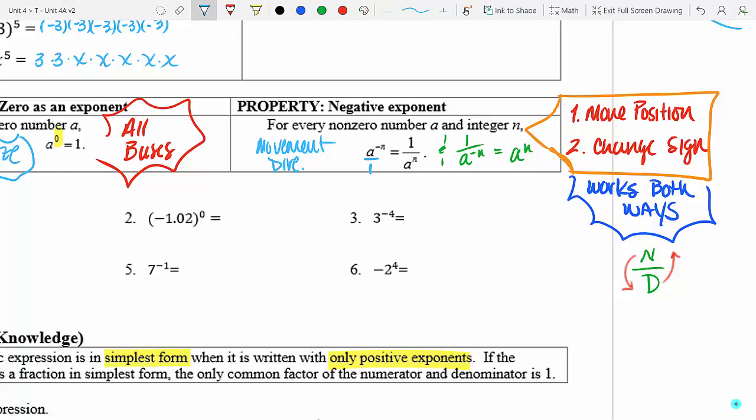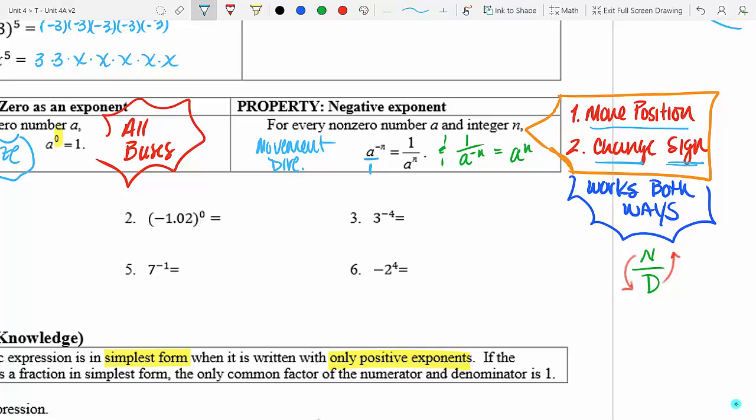So you're going to move it from wherever it's at. If it's in the numerator, you're going to move it to the denominator. If it's in the denominator, you're going to move it to the numerator. Once you move it, you're going to change its sign. So a negative exponent is really telling you to move position and then change the sign. That's what it's telling you to do. That's what this is explaining.